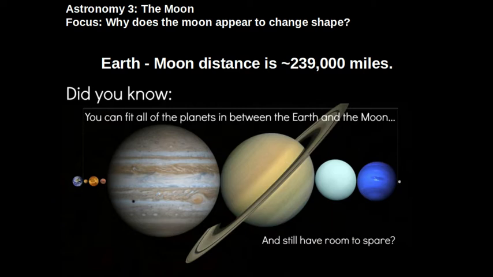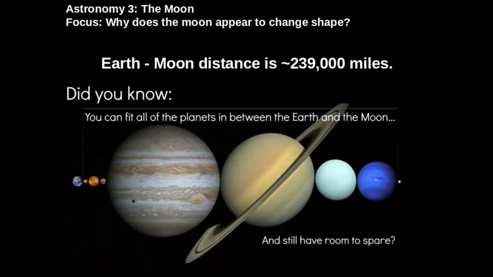But just to give you an idea of how big space actually is, even though the moon is the closest thing to us, it's still about 239,000 miles away. That is so far away that you could fit all of the other planets in our solar system in between the Earth and the moon and still have some room to spare. I think that is just insane.